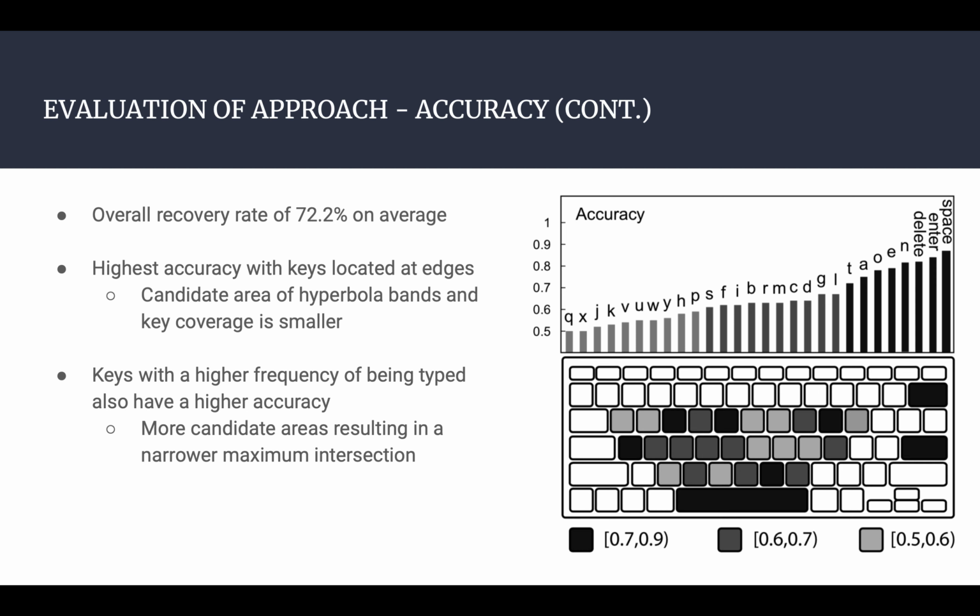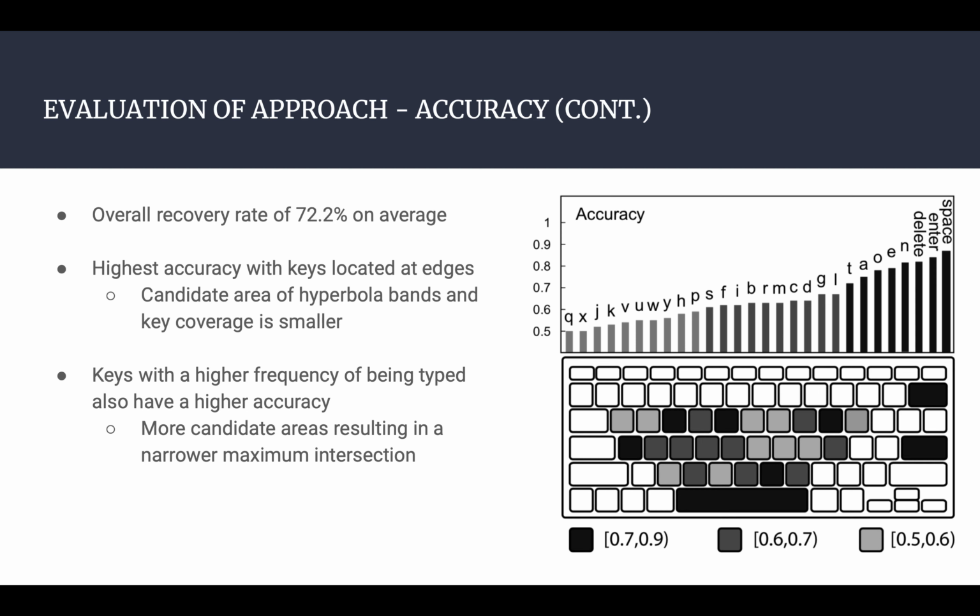For other keys like E or T, those appear at the edges at the top, and those can be more accurate because the candidate area of the hyperbola bands and the key coverage area is smaller. So they're not considering any key coverage that lies outside of the zone of the keyboard. And since they're only considering the alpha characters, the number characters above the E and the T are not considered, and therefore there's less of a coverage area and, again, a higher degree of accuracy there.